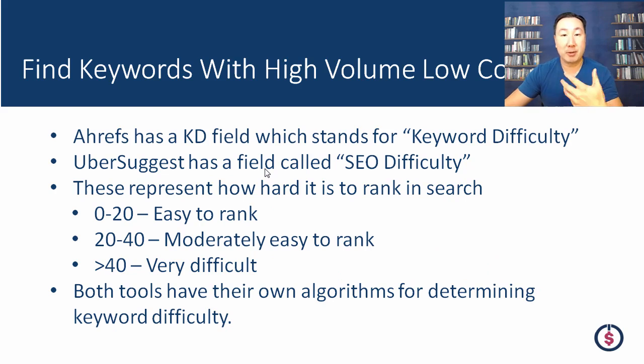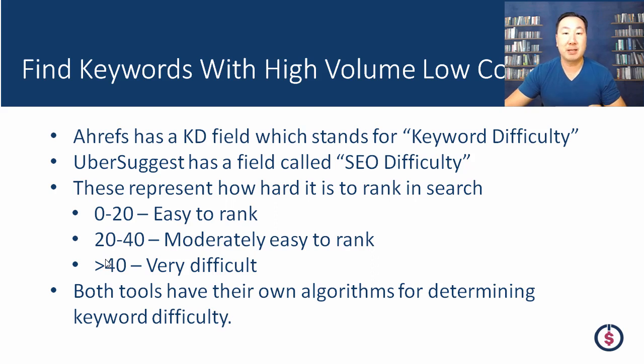Both tools will tell you approximately how hard it is to rank and search for that given keyword. Ahrefs has a field called KD, which stands for keyword difficulty. Ubersuggest has a field called SD, or SEO difficulty. This number basically represents how hard a keyword is to rank and search on a scale from 0 to 100, with 100 being a really hard word to rank. In general, 0 to 20 means it's relatively easy to rank for, 20 to 40 means moderately easy to rank for, and anything over 40 is very difficult. Especially if you're just starting out, I would not go for anything greater than 40.